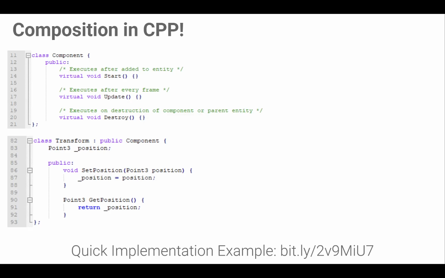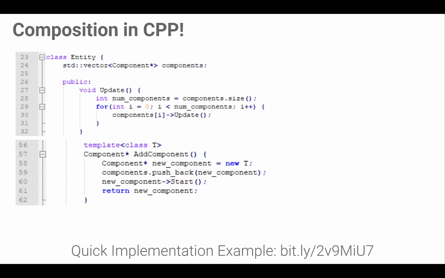You can then create components. So a transform component derives from that component base class. It has a Vec3 data type, so an X, Y, and a Z, a 3D point. You can set the point, you can get the point. It is now a component that manages where you are in 3D space. Not too crazy. You can have an entity class, which is basically an actor class, that is just a container for a bunch of components. In this case, we can store them in a vector.